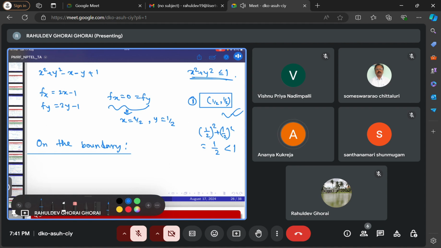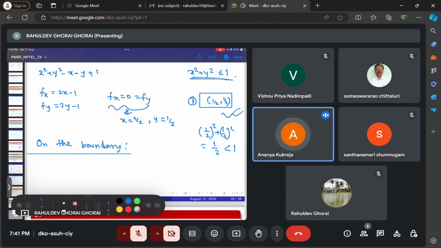How do we proceed? Maybe we can substitute, if it is on the boundary of the circle, that means x square plus y square is equal to 1. So maybe we can substitute that in the function.